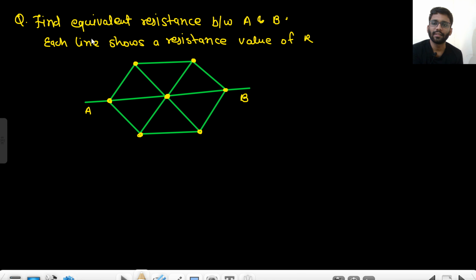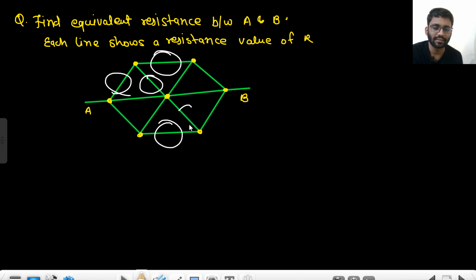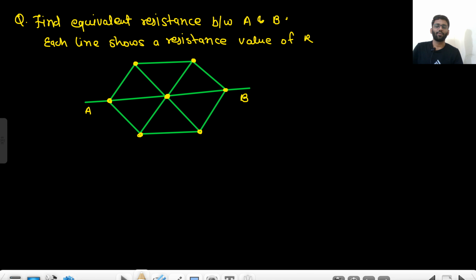We need to calculate the equivalent resistance between A and B, and each line shows a resistance of R. This is giving me a resistance of R, this is R, this is also R, all these are R. Now what will we do? First we will name these points C, D, E, F.